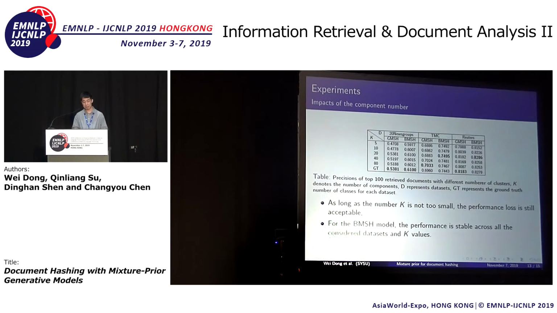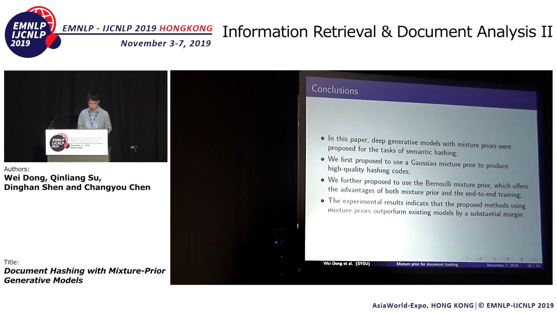To investigate the impact of the component number K, experiments are conducted on GMSH and BMSH under different component numbers K on different datasets. This table shows the precision of the top 100 retrieved documents with different numbers. As we can see from this table, as long as the number K is not too small, the performance loss is still acceptable. And for the BMSH model, the performance is stable across all considered datasets and K values.